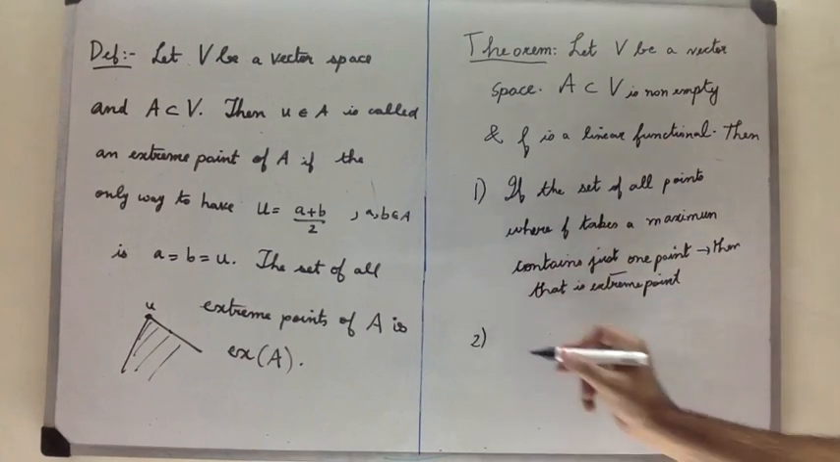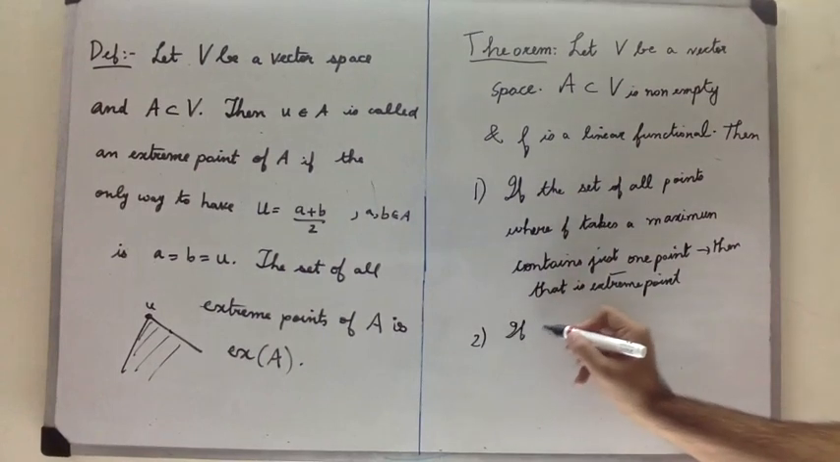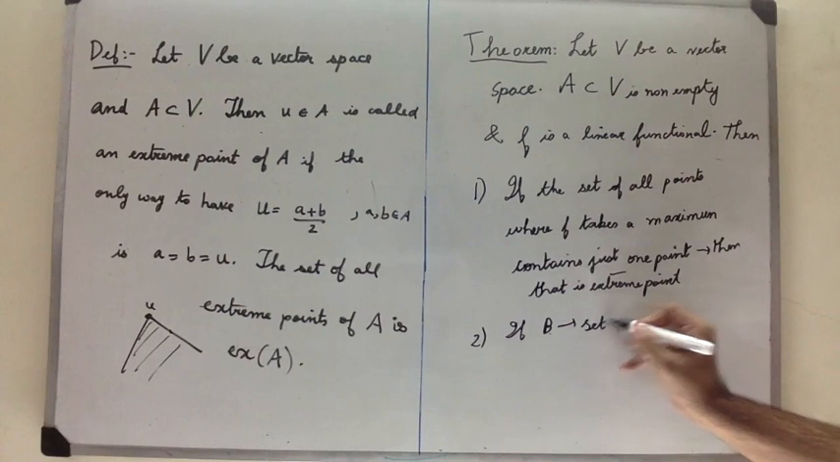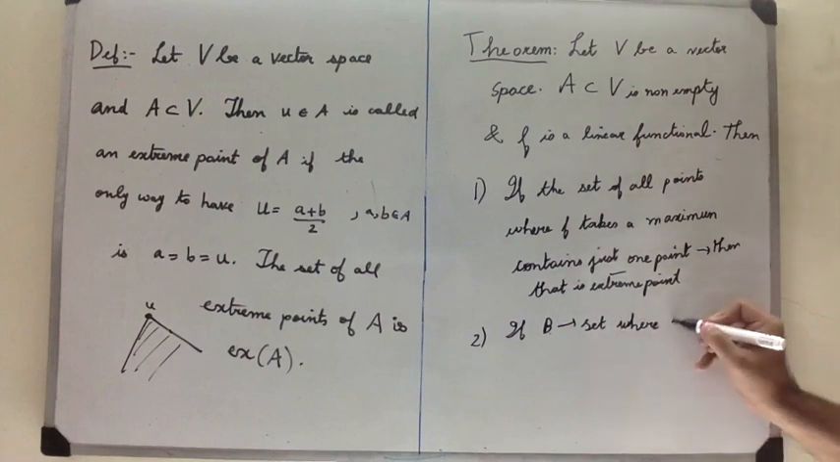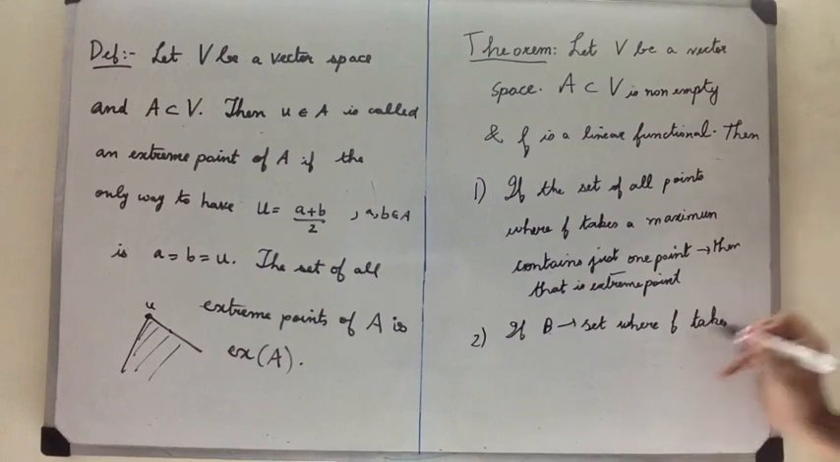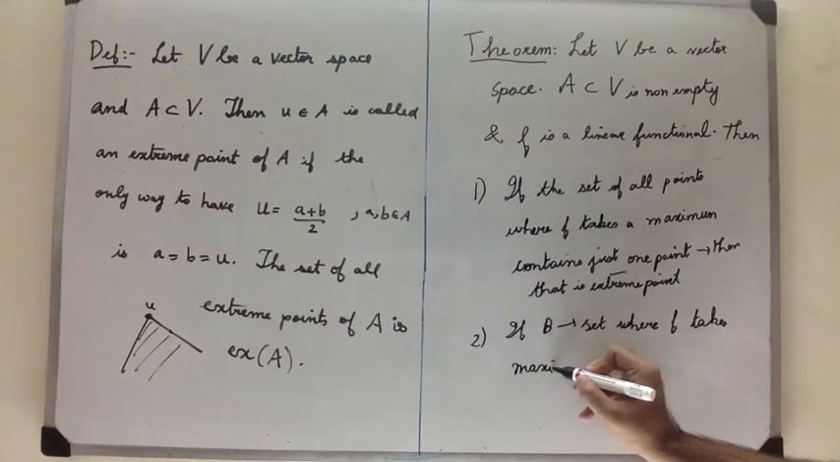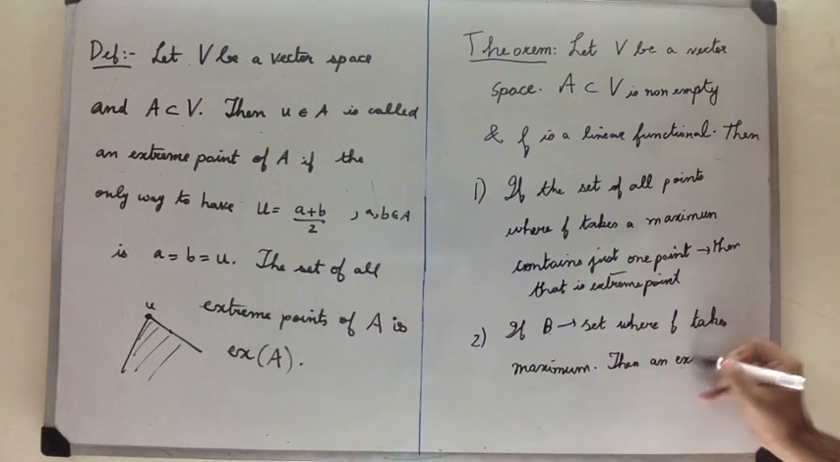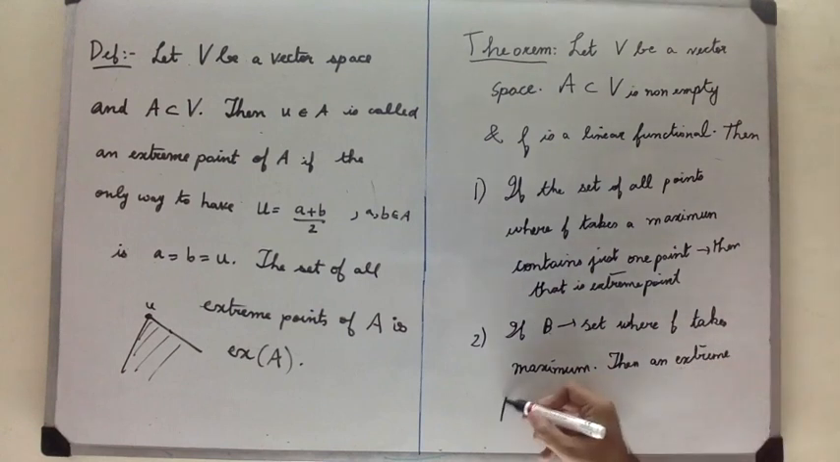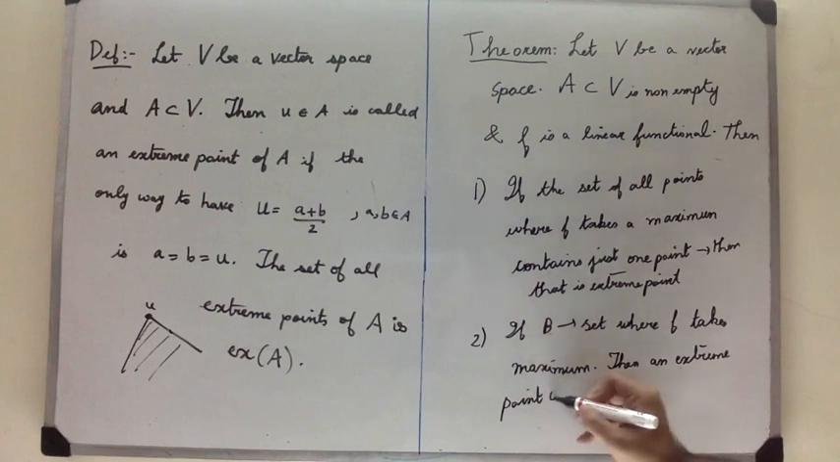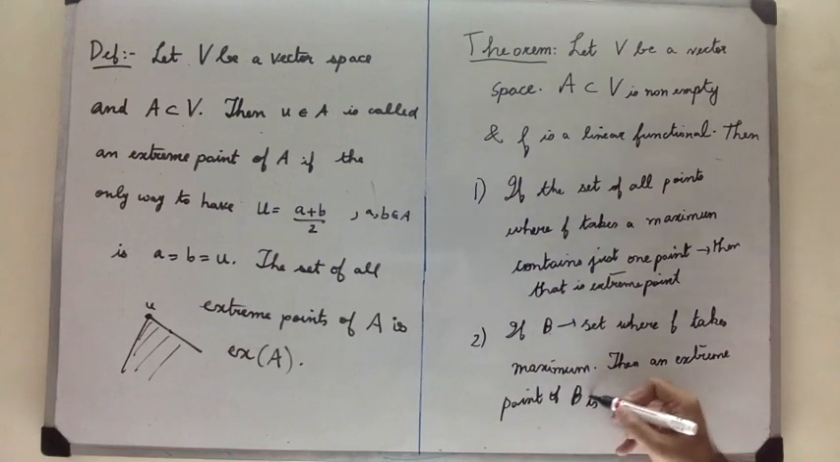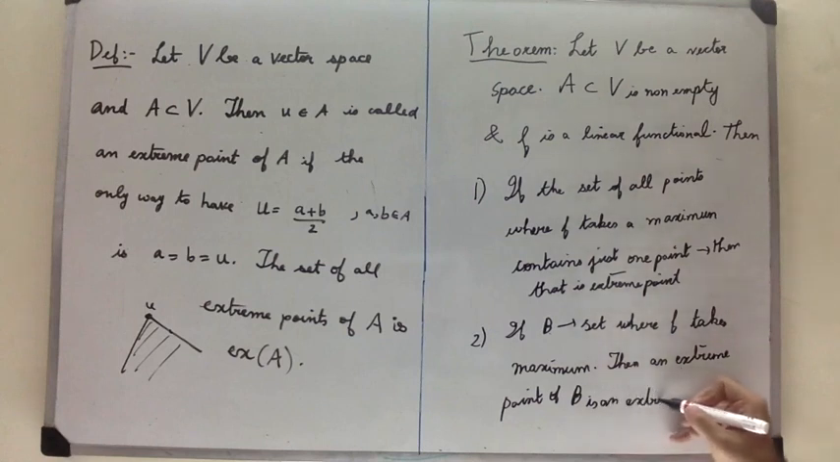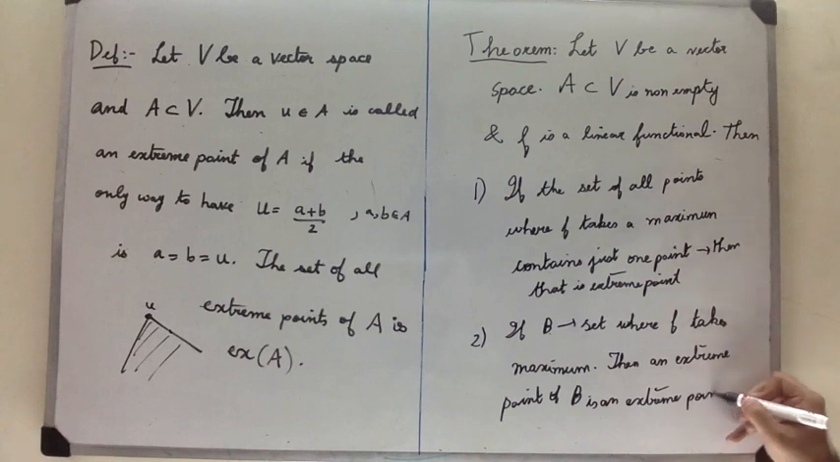If, on the other hand, there are multiple points, then an extreme point of B is an extreme point of A. The proof is very straightforward.